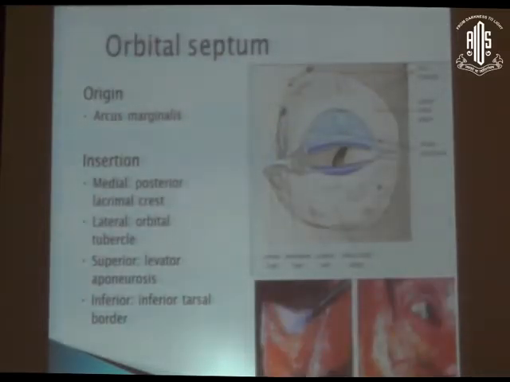The orbital septum takes its origin as arcus marginalis from the junction between the periorbita and the periosteum, and it is inserted into the posterior lacrimal crest medially and the orbital tubercle laterally. Superiorly, it attaches at the levator aponeurosis, and inferiorly at the inferior tarsal border, as seen here. These pictures show that the orbital septum in the superior part is thicker and better defined as compared to the orbital septum in the inferior lid. It forms a very important surgical landmark, as the fat pads are present below this, below which lie the elevators of the upper lid and the retractors of the lower lid.